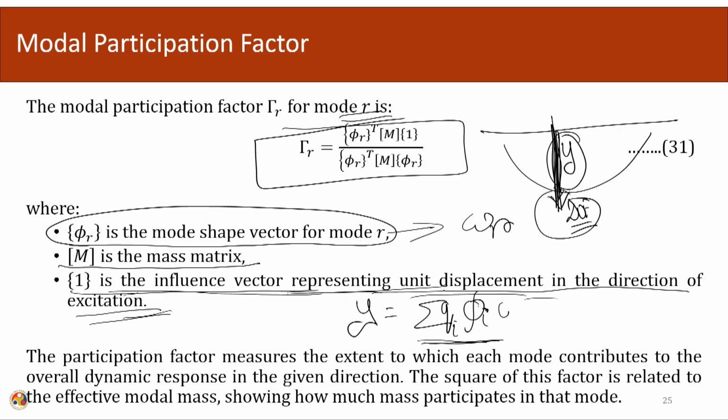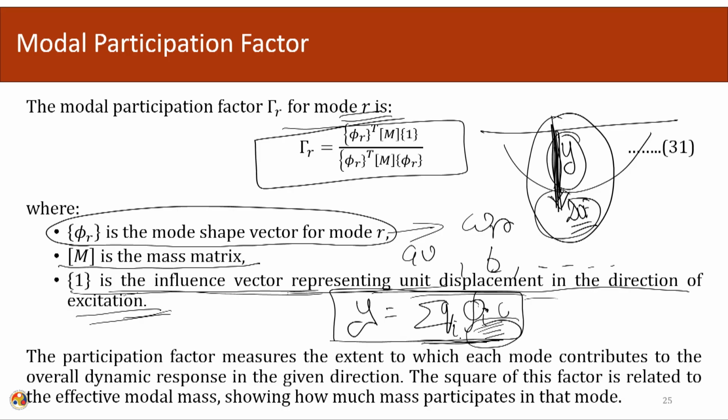The first mode may contribute 90%, the second mode might contribute 6%, and so on and so forth, but the total value of the displacement, or the total value of the chosen degree of freedom, will be made up of contributions from all the modes. So, this tau r, the modal participation factor, is a measure of this contribution, how much one mode is contributing to the overall response of the system.